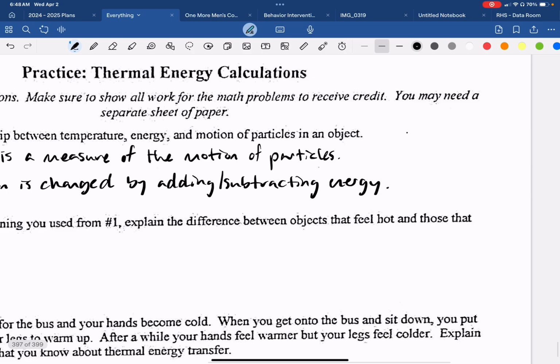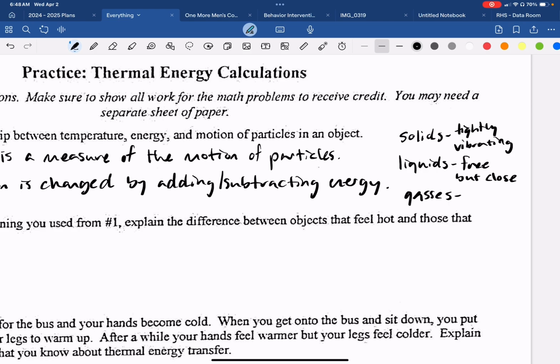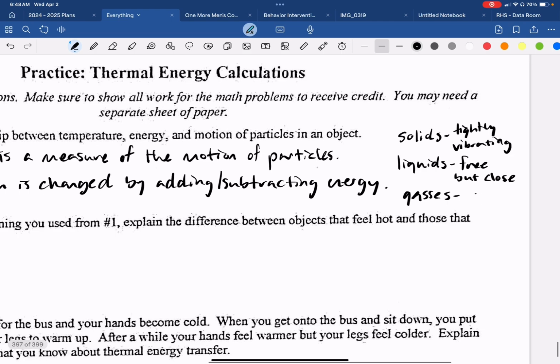Just to reflect, solids, their particles are tightly vibrating. Liquids, free but close. And gases are going to be rapid and random, and far apart.